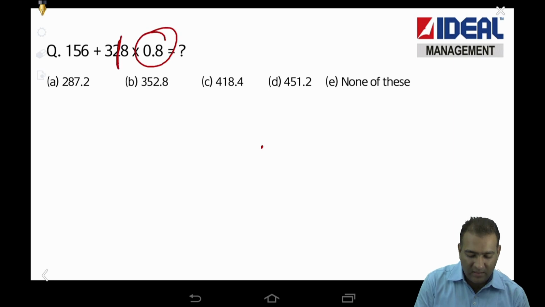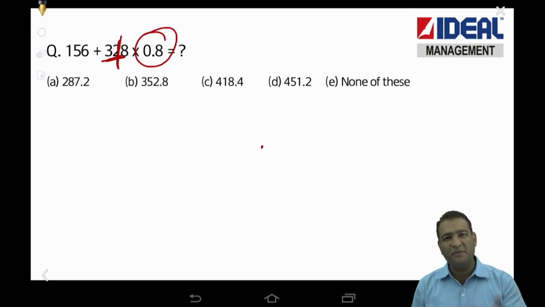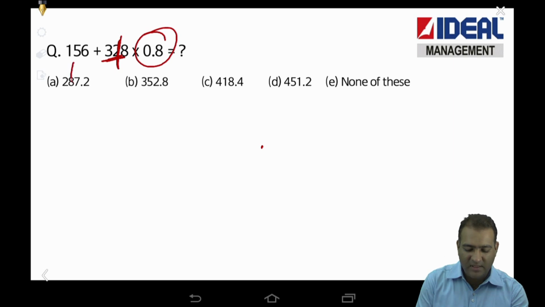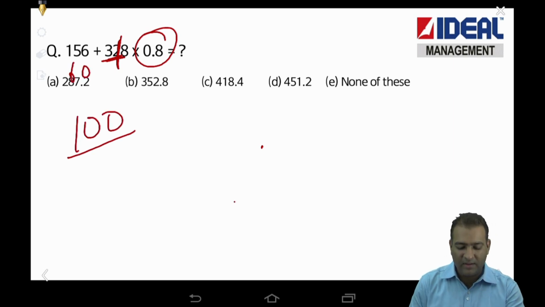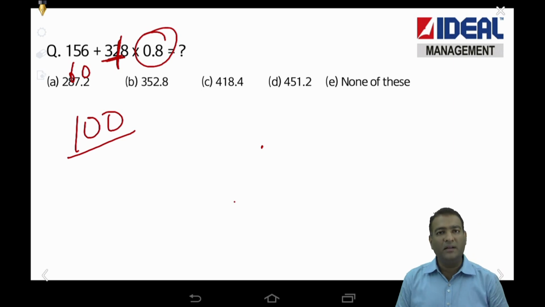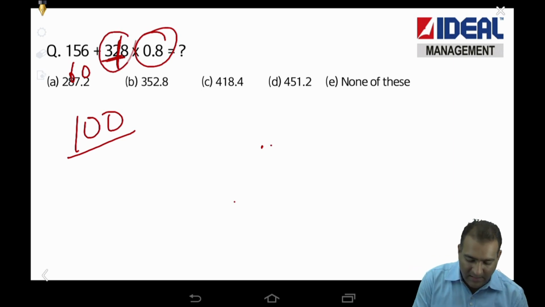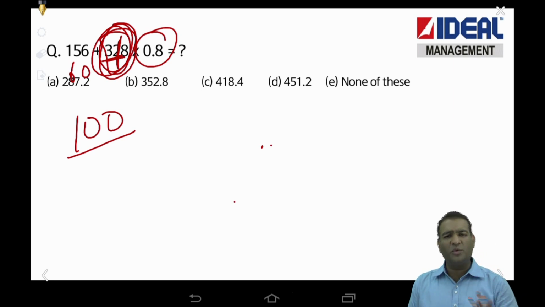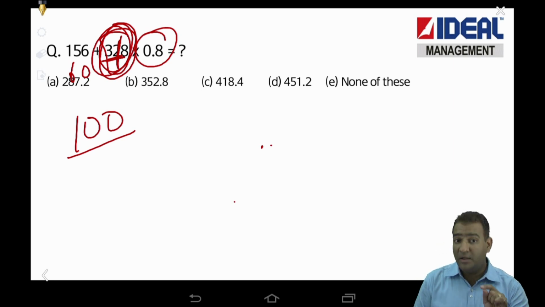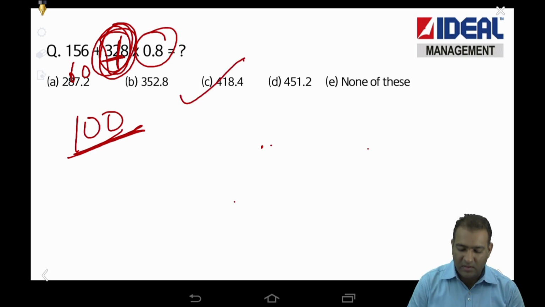Subtract 20%, approximately 60, 64, 65, something will come. Subtract 60 from this, which means I'll be getting almost 100 here. It will remain a little less than 100, that is for sure, and this number remains intact, 328, which means approximately 428, a little less than 428. Remember, why a little less? Because this is not 100. A little less than 428, is this, there is only one such answer.